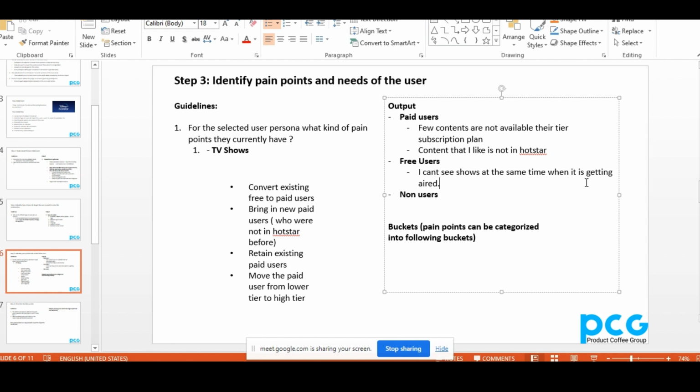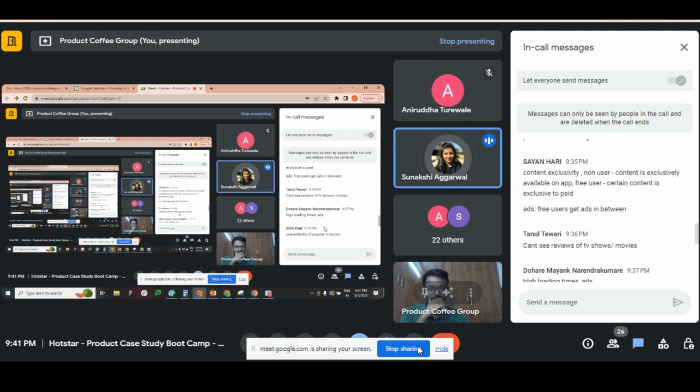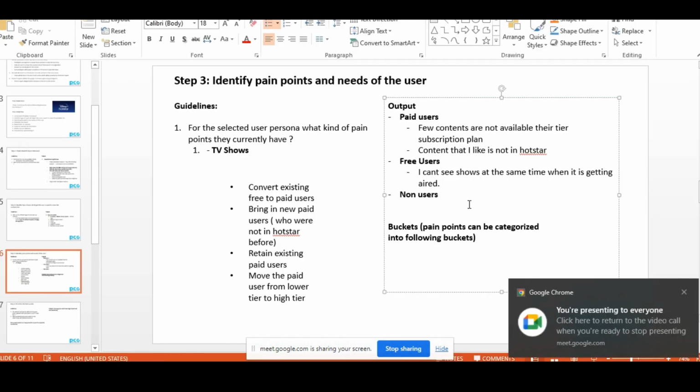My question is, what is preventing you from becoming a paid user? I have a point. Basically, in Hotstar, if you are watching some TV shows, after some time those shows will be available to everyone. So I would say that I do not want to be a paid user because I can watch the same thing after 2 hours or after 3 hours or something like that.